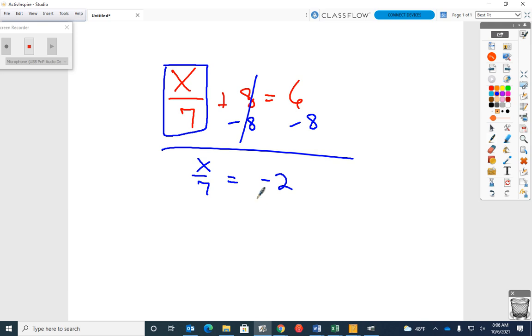How do I solve this now? What is happening to x? It's being what? Divided by 7. So I'm going to multiply both sides by 7. Okay? These cancel. What is negative 2 times 7? Negative 14. Okay? Does that make sense? It's just a series of steps you got to go through. And by the way, if you just put x equals negative 14, I'm going to say good job, but I'm not going to give you credit.